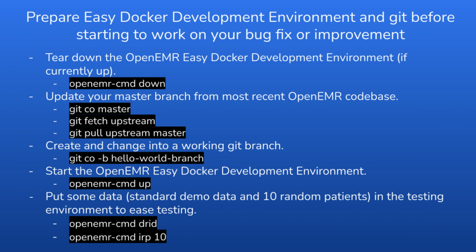So when working on a new fix or a project, what you want to do is prepare the Easy Docker development environment and Git before starting to work on it. We'll go through all these steps where you're basically tearing down the environment, getting the most recent code base, making a working branch, starting the Easy Docker development environment back up, and then putting some testing data in there just to make it easier to test.